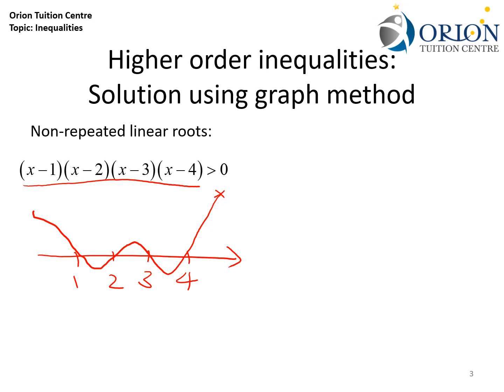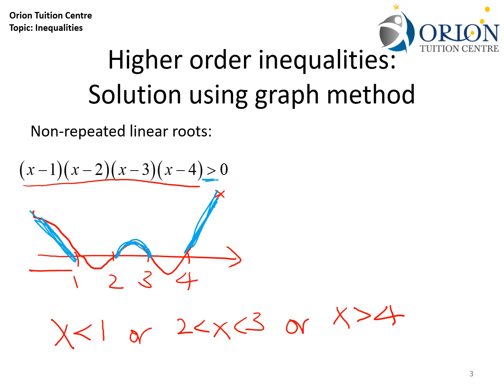Note that the exact shape of the graph is not important, as we just need to know which portions of the graph are above or under the x-axis. Now, since the inequality wants us to solve for parts of the graph that are above the x-axis, since it is more than 0, we are looking out for this region, and this region. And therefore, this tells us that the solution for this inequality will be x less than 1, or x between 2 to 3, or x greater than 4 for this portion, and this portion respectively.